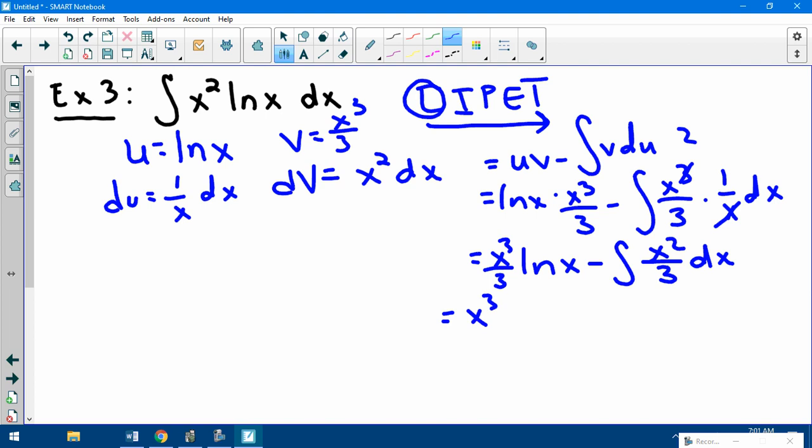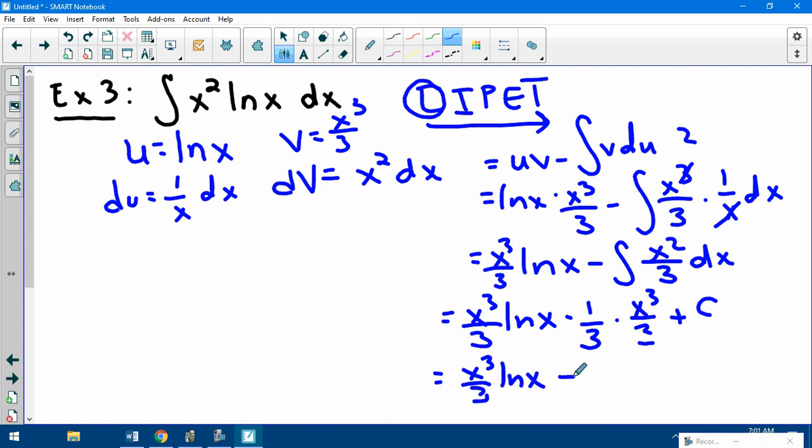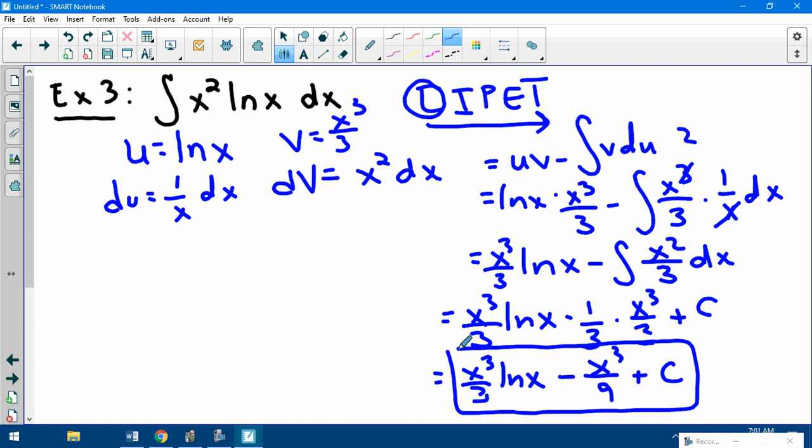And when you evaluate that integral, what can you pull out front? 3 is a constant in the denominator, so minus 1/3 times, then you would just have x squared dx. What's x squared going to turn into? x cubed over 3. And then don't forget, plus C. So it's x cubed over 3 ln of x minus x cubed over 9 plus C. If I'm going too fast, maybe go back and rewatch parts of it, and hopefully that will help.